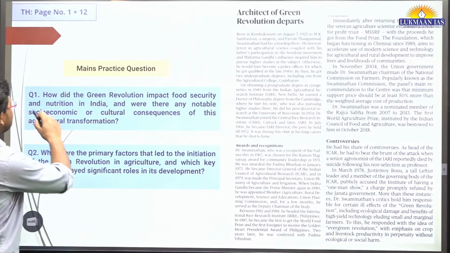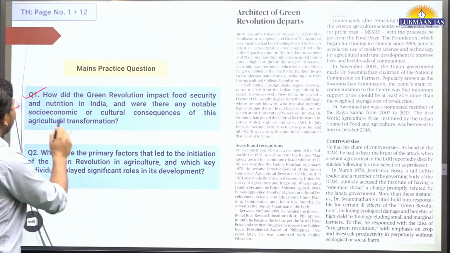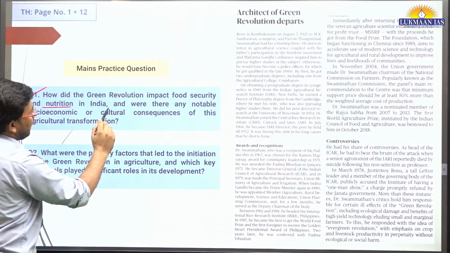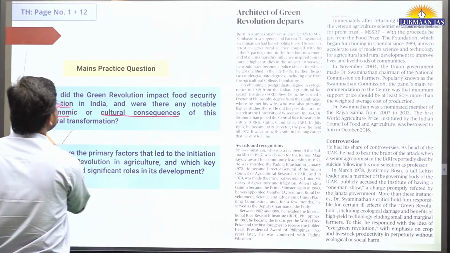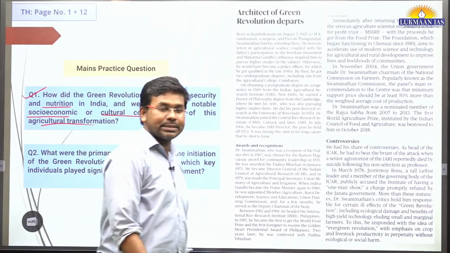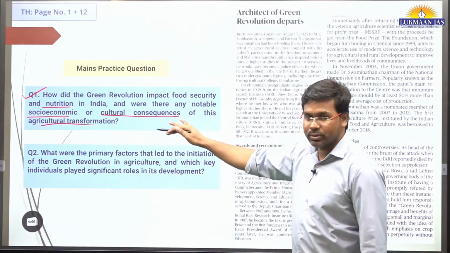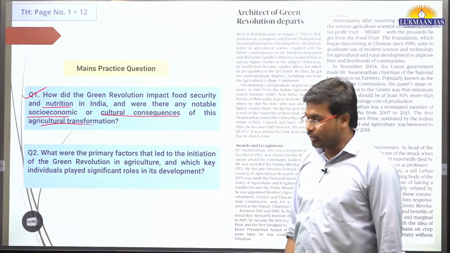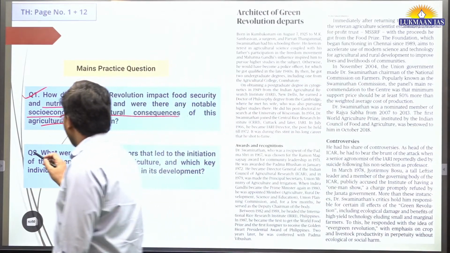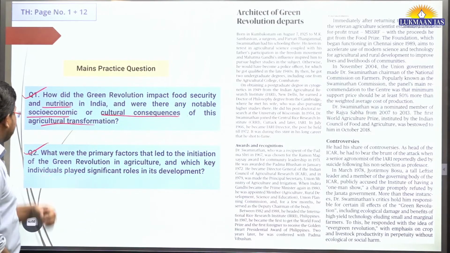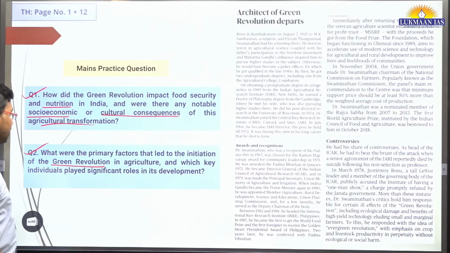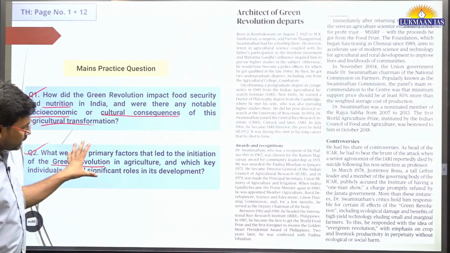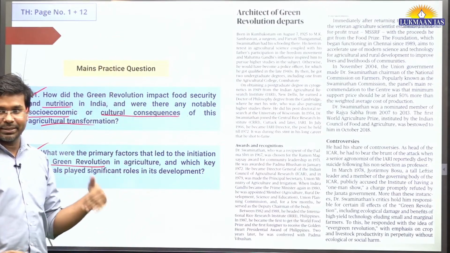One of the questions says, how did the Green Revolution impact food security and nutrition in India, and were there any notable socio-economic or cultural consequences of this agricultural transformation? Yes, there were, and we need to answer those while writing an answer to this question. Then we have another question: what were the primary factors that led to the initiation of the Green Revolution in agriculture, and which key individuals played significant roles in its development? This question you can answer after reading this article.